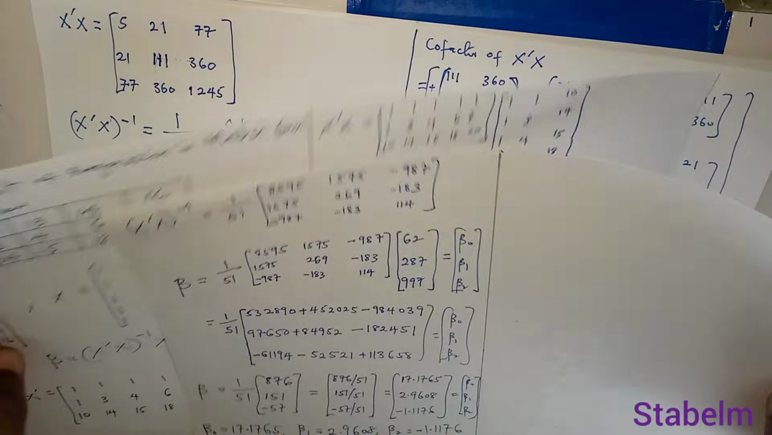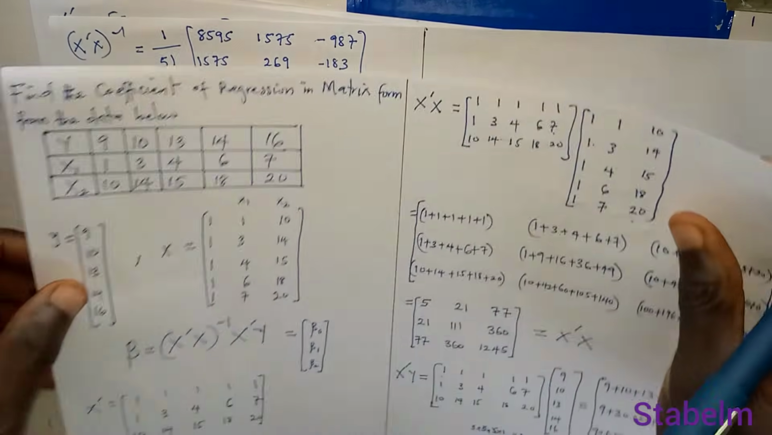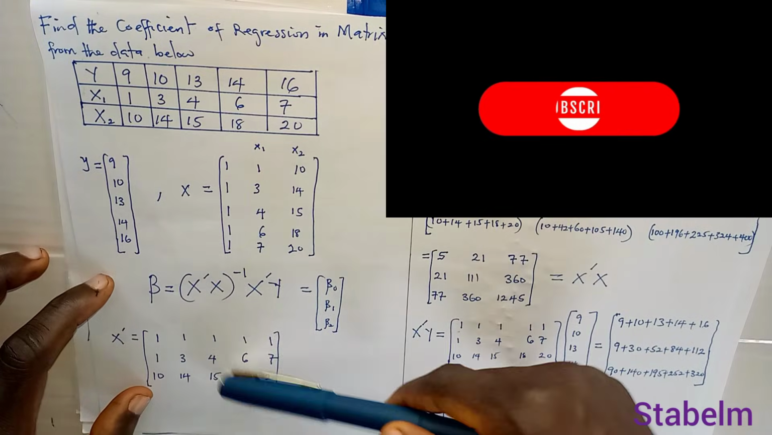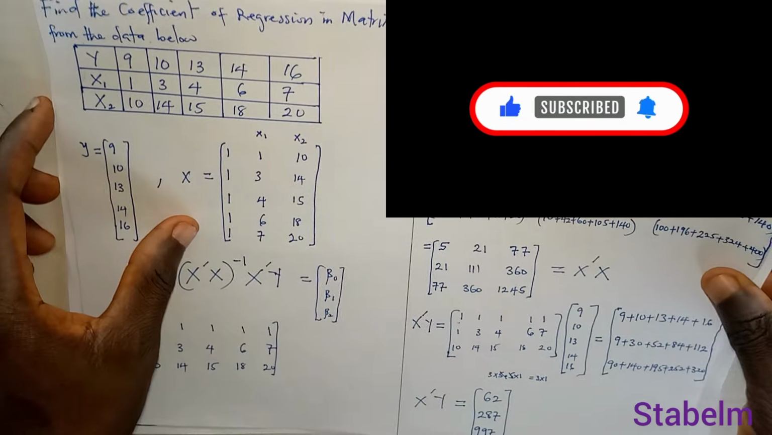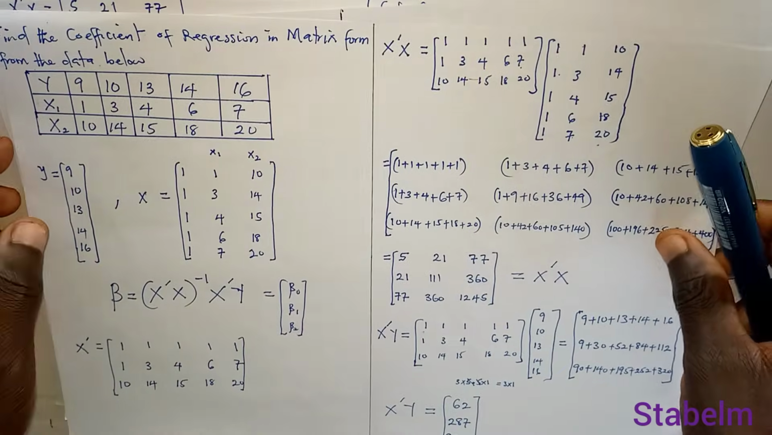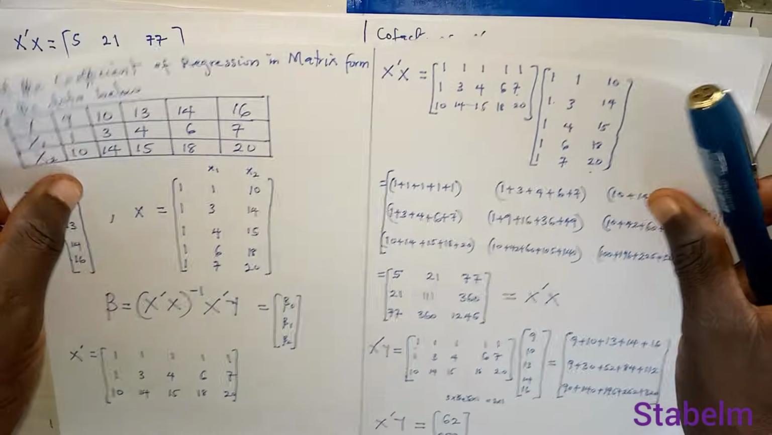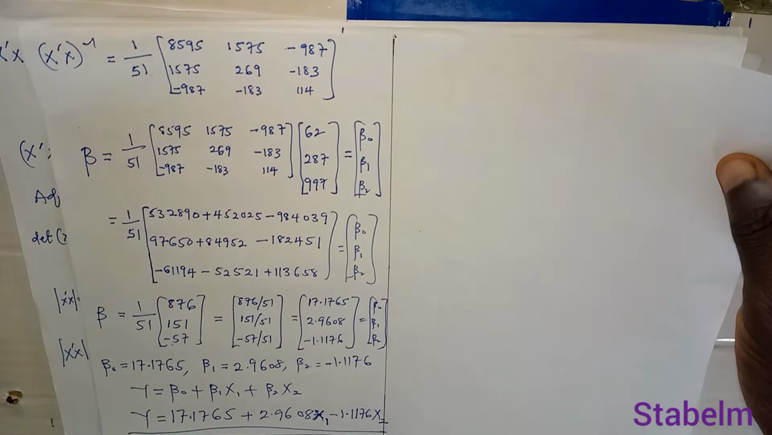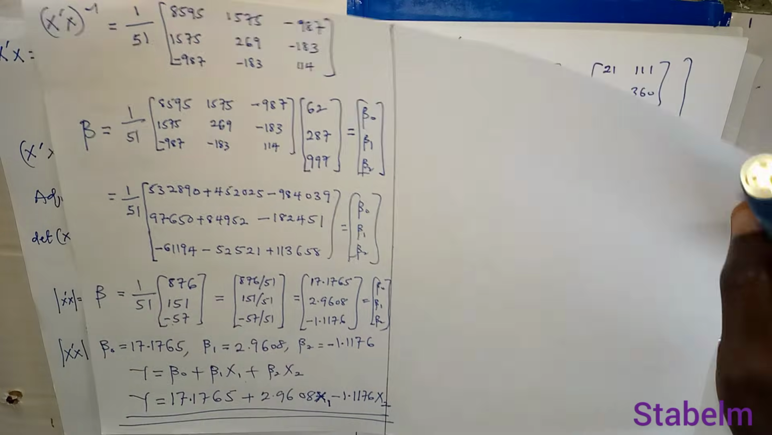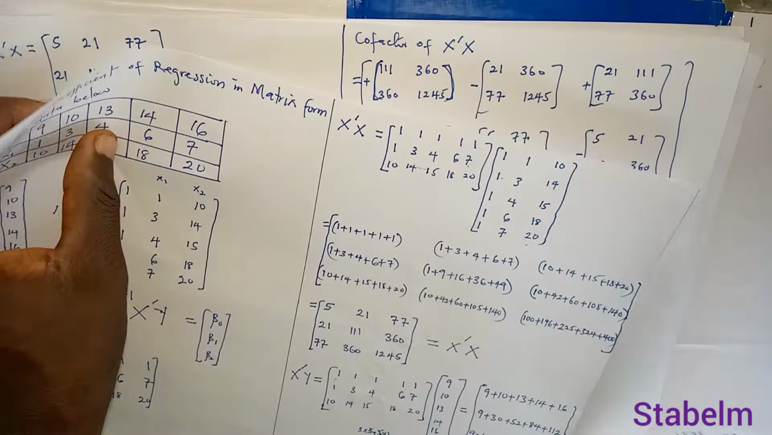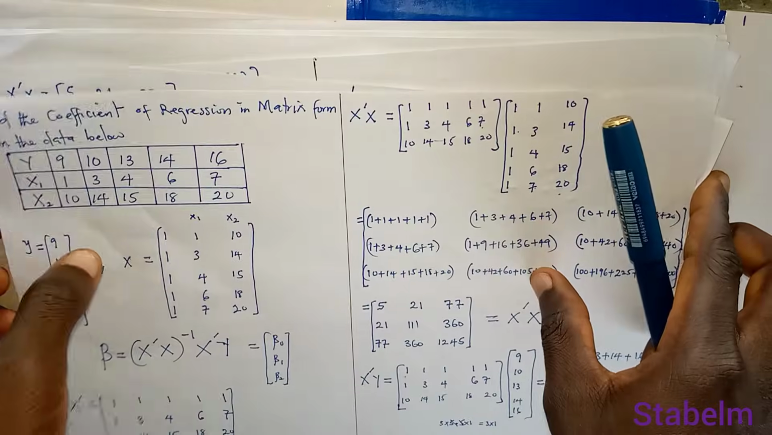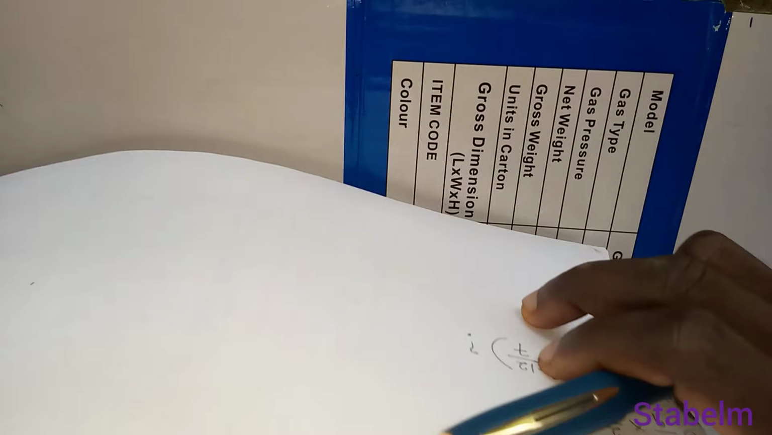And let me show you the procedure now. Started from here, right here, then we do this as our final answer. And before the final answer, we use this in order to get the inverse of our X prime X. So that is how to solve the multiple linear regression in matrix form.